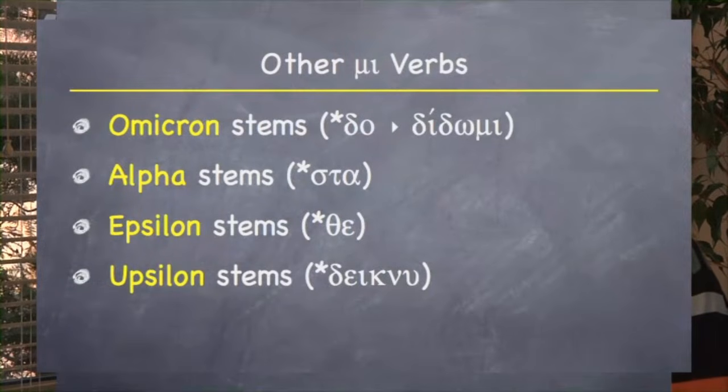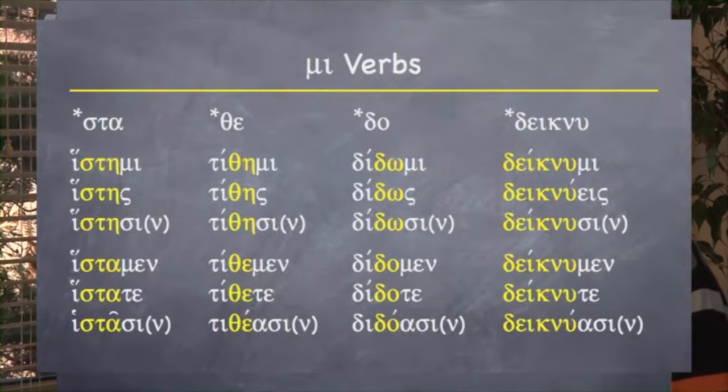There's an alpha class of mi verbs, stems ending in alpha, and I'm going to be using sta as an example. There are epsilon class mi verbs whose stems end in epsilon, and I'm going to be using the as an example. And there's one root that ends in an upsilon. It's deiknumi, and so I'll be talking about that as well. Let's take a look at the actual chart here.